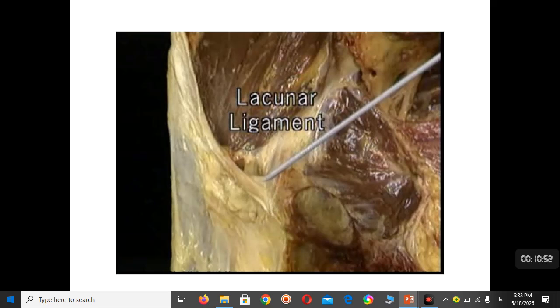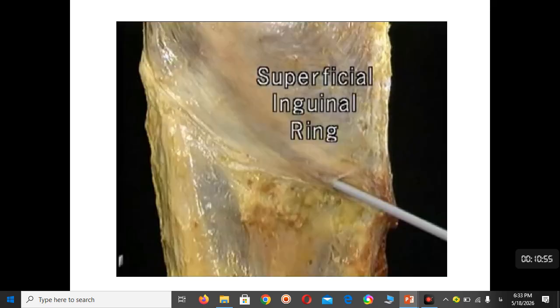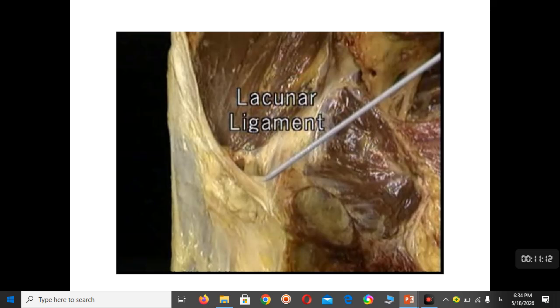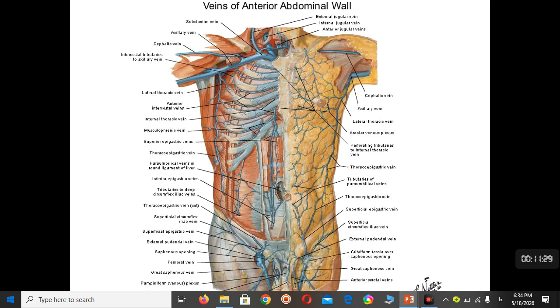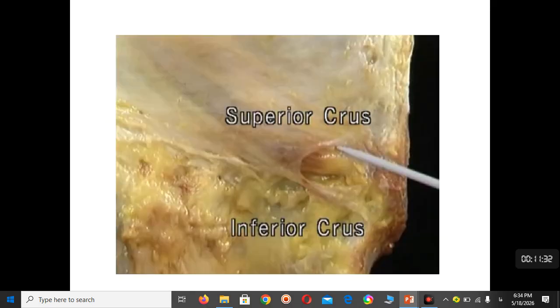I show you another shape. This is the superficial inguinal ring. This is the end of the canal. This ring opens to the scrotum. Here is the inguinal ligament. It is the floor of the canal. Here is the roof of the canal. This is the arcuate fibers of the internal oblique and transverse abdominis. We are going to another shape.